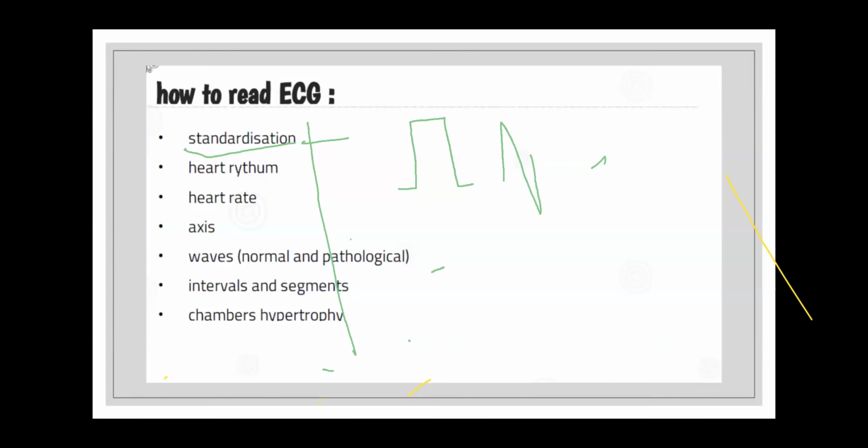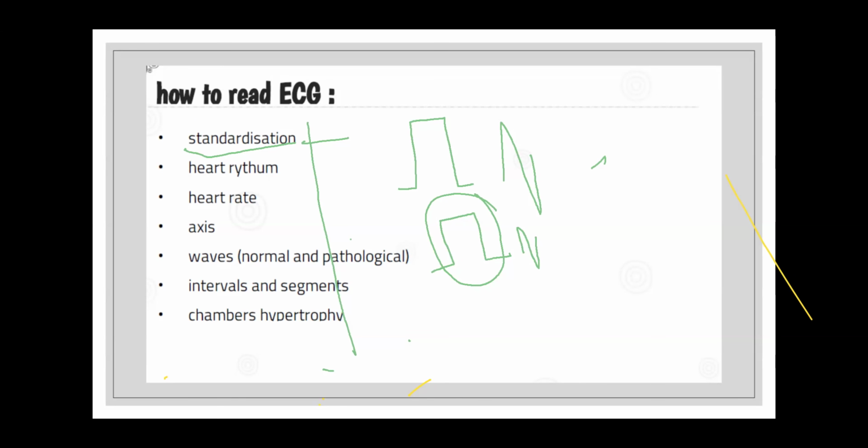If it is small, for example, if vertically it only has 5 boxes, this calibration is half. This is not the full standard. Then the same person would have small complexes on the ECG paper. That is why the first step is to check for standardization.